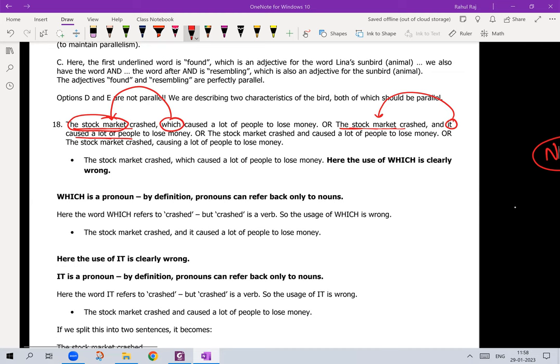Clear? Okay. So like here, the stock market crashed and it caused a lot of people to lose money. So it as a pronoun is going back to stock market. But this sentence is wrong. Why? Because the stock market can't cause people to lose money. The meaning is faulty. Like here you look, the stock market crashed. So it is the stock market that crashed.